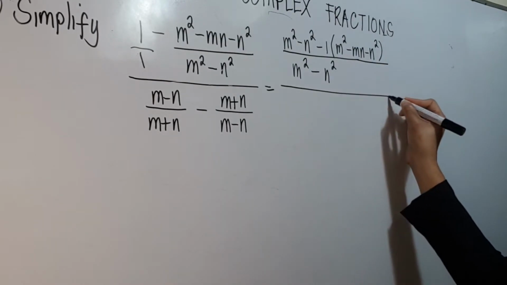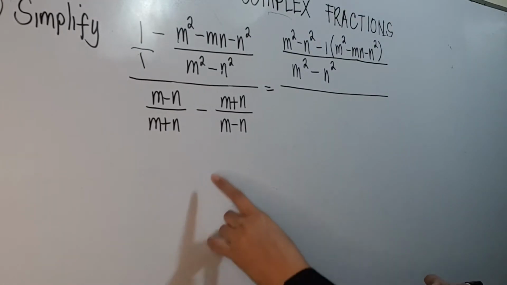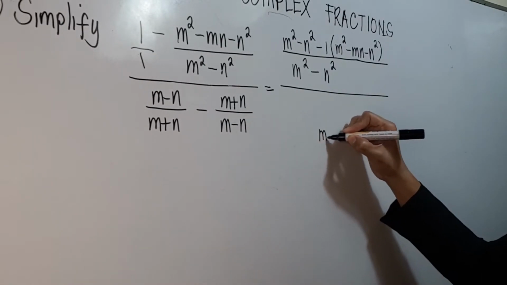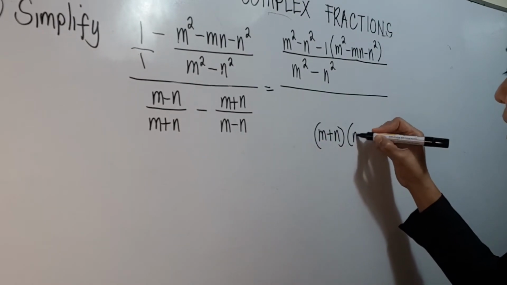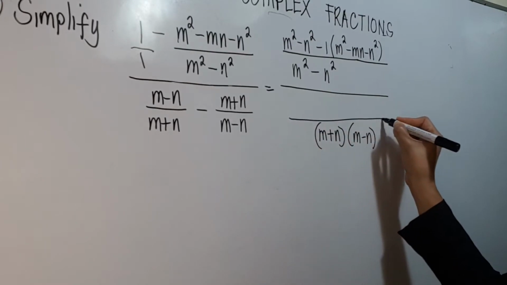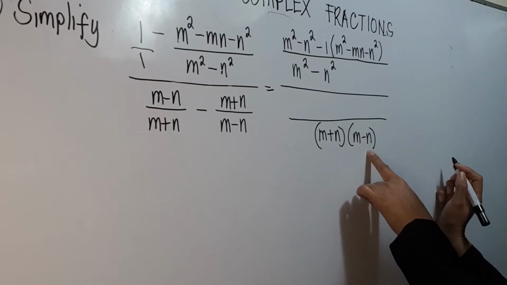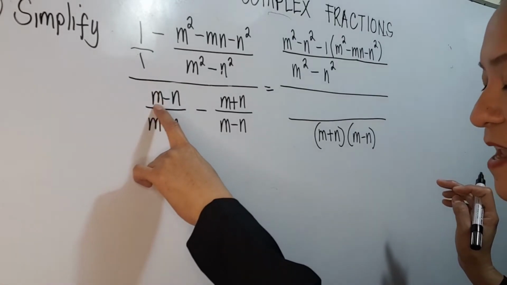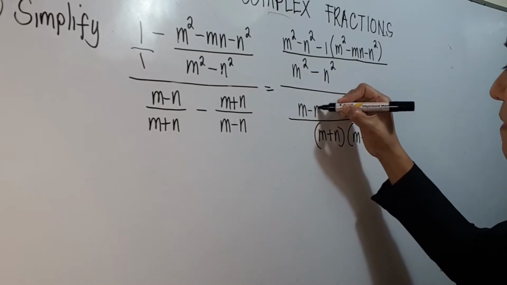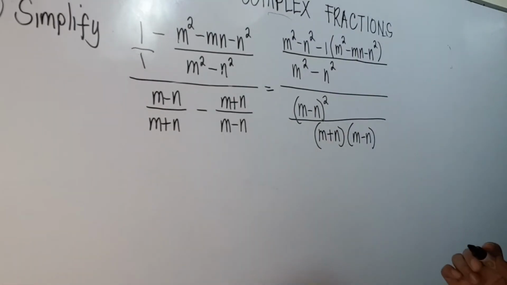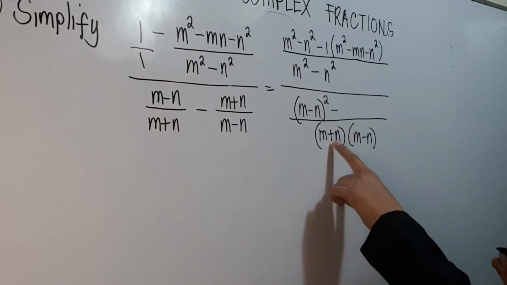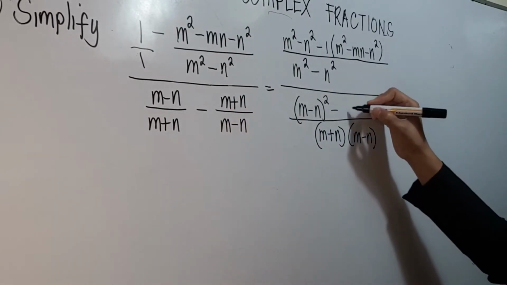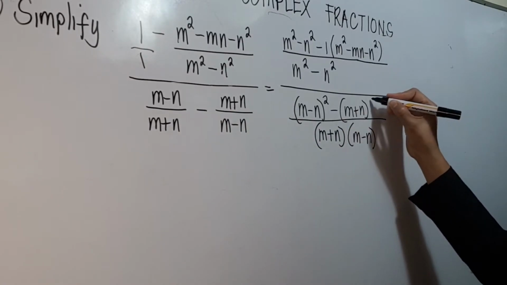Alright? Okay, now, how about the main denominator? So we have m plus n here and m minus n. So the LCM of the denominator is m plus n multiplied by m minus n. Okay? So, m plus n, m minus n divided by m plus n, that's m minus n multiplied by m minus n. So that is m minus n quantity squared. Minus m plus n, m minus n divided by m minus n. That is m plus n multiplied by m plus n. So that's m plus n quantity squared.